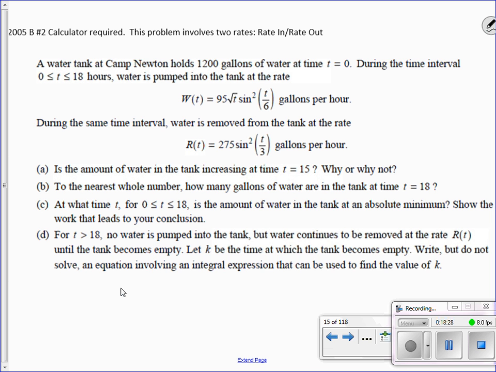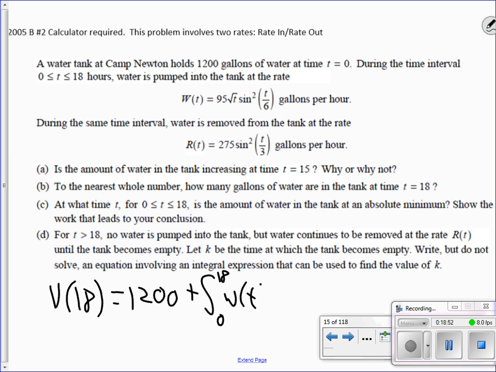And so the amount of water in the tank, I don't know what to call it. Did it tell us to call it anything here? All right, so like the volume of water at time 18, you had to figure out already, and that was the 1,200, the amount you started with, plus the integral from 0 to 18 of rate in minus rate out.